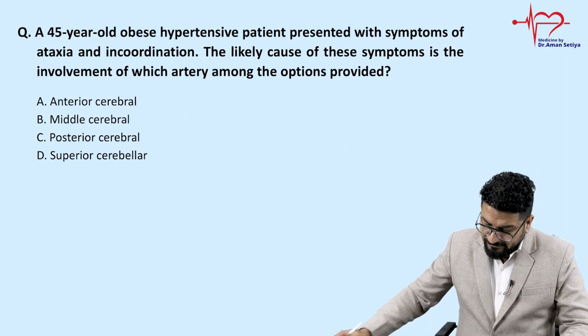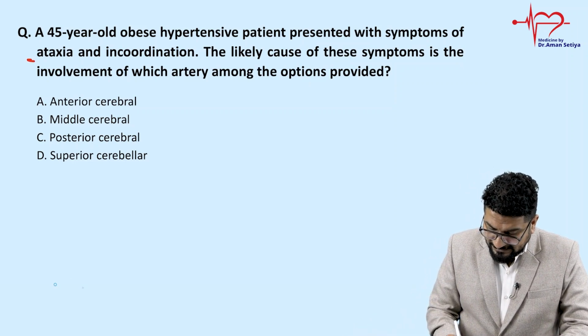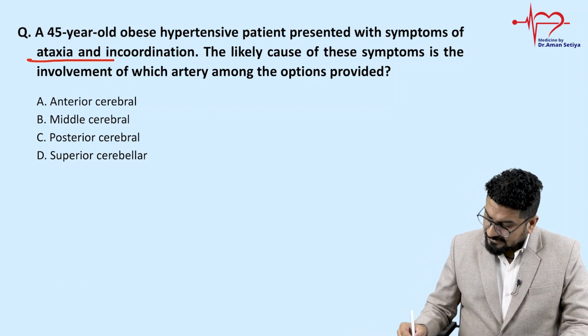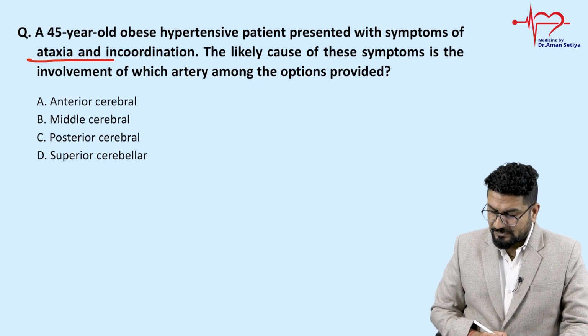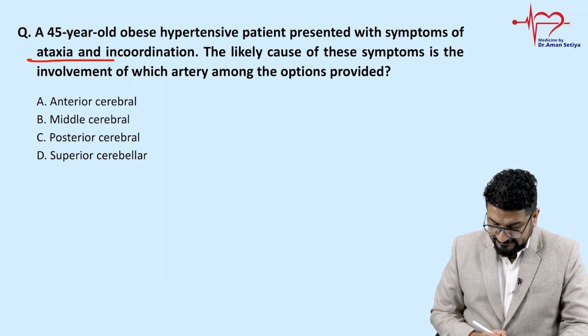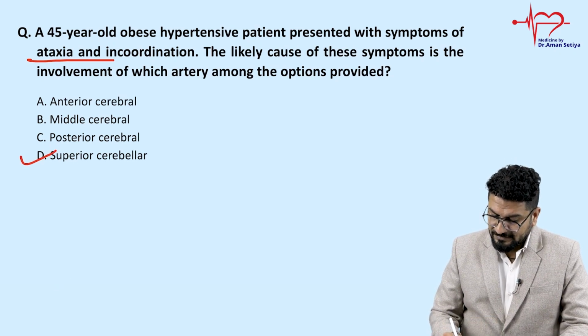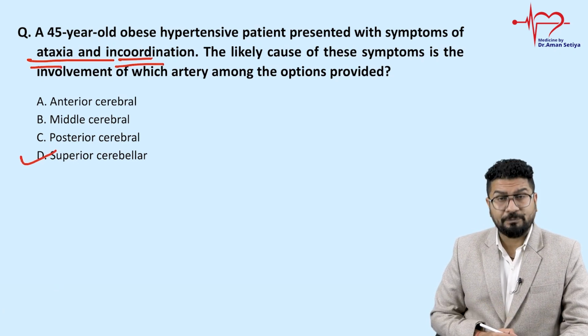Then we have a 45-year-old obese hypertensive patient presenting with symptoms of ataxia and incoordination. The likely cause of the symptom is involvement of which among the following? Understand this: whenever you see a patient with this finding, it is generally due to involvement of the superior cerebellar artery. Ataxia and incoordination, superior cerebellar artery.